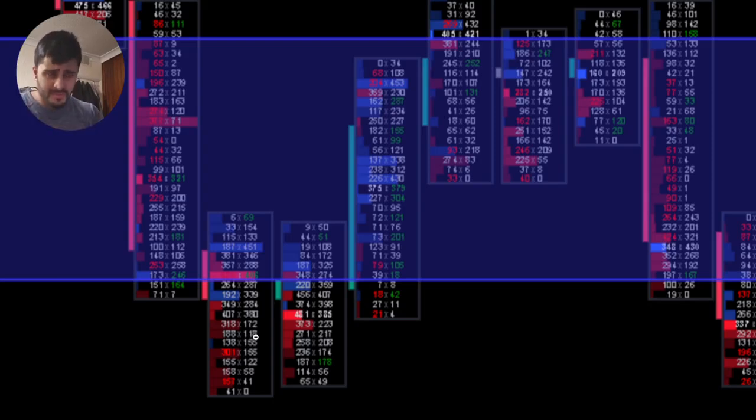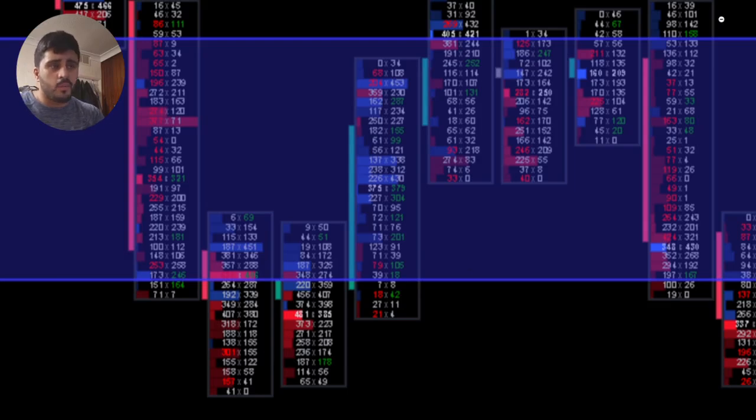So in other words, there's more aggressive sell orders than aggressive buy orders. Hence why we have a negative delta. The left number is greater than the right number. There is a lot of aggressive selling over here, a lot of sellers pushing price down.